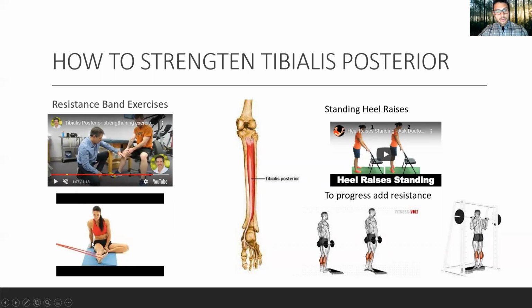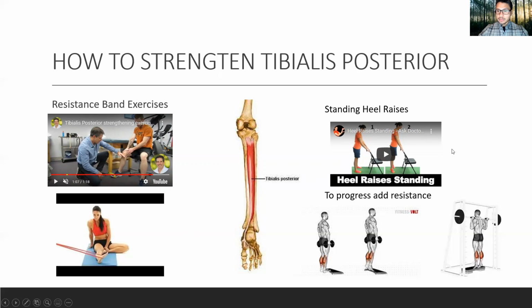You can see on the picture below, the woman sitting on the exam table, the resistance band is mounted off to the right, and she's curling her foot inward, creating that inversion of the ankle joint and strengthening the tibialis posterior.